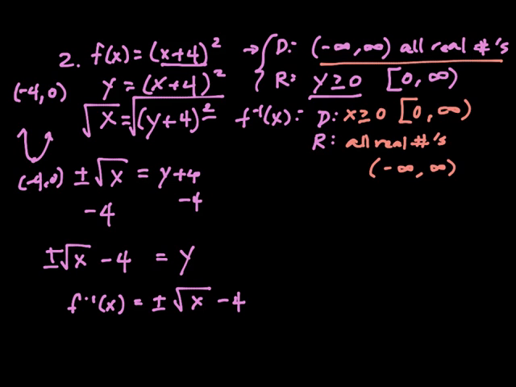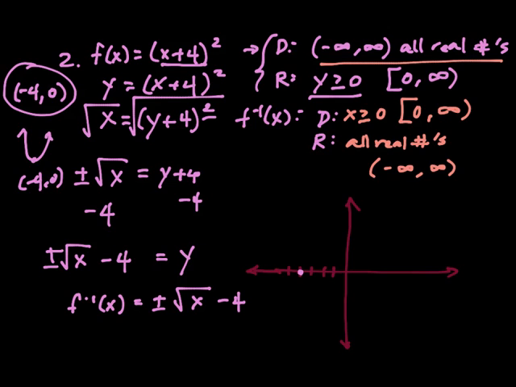Now let's go ahead and graph it. Okay? So here is my axis. Okay? Let's go ahead and put some points on it. 1, 2, 3, 4. Negative 4, 0 is my first point, because that's the vertex right here. Okay, and then let's go ahead and go 1 to the right.